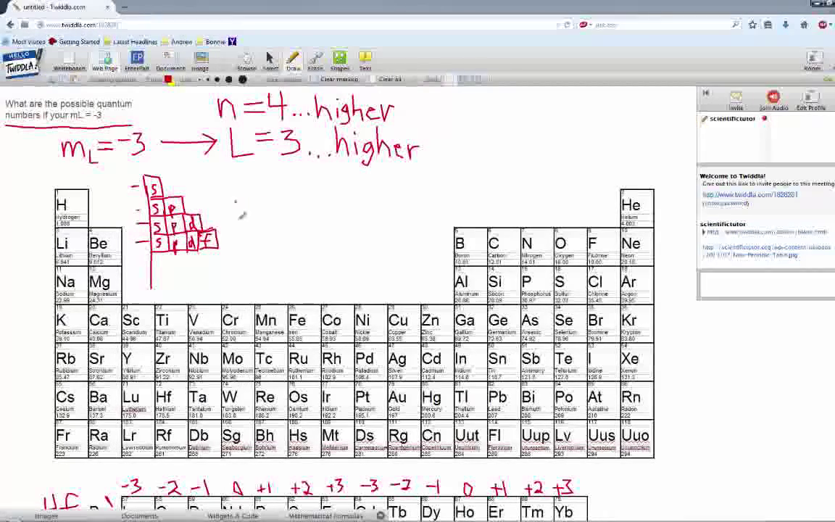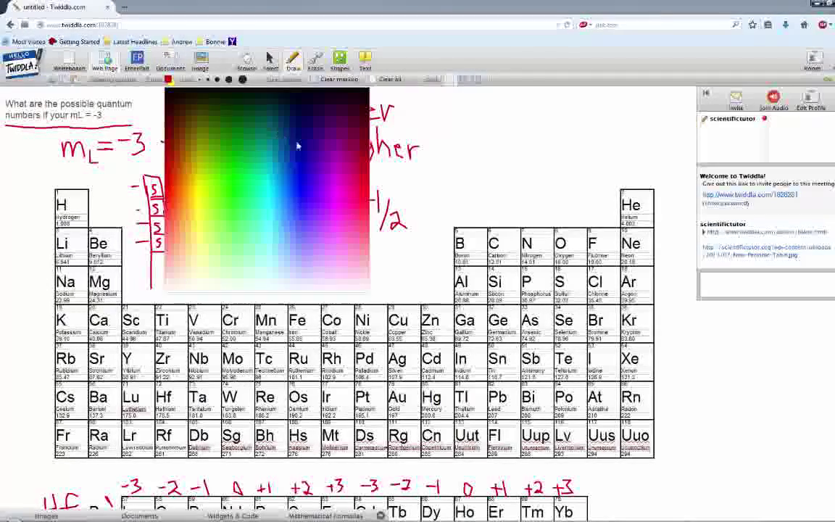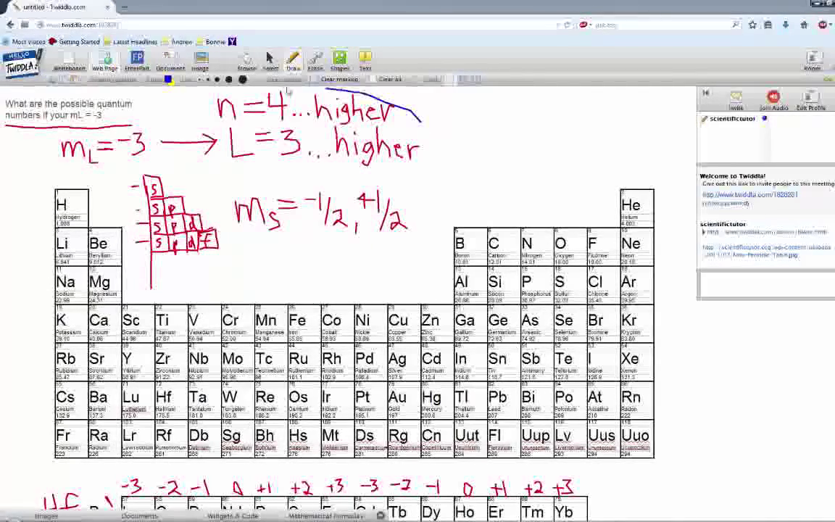And the easiest quantum number to predict is always the m sub s. The m sub s only has 2 choices, and almost all the time those choices are both possible: -1/2 or +1/2. Therefore, these will be the answers to the question.